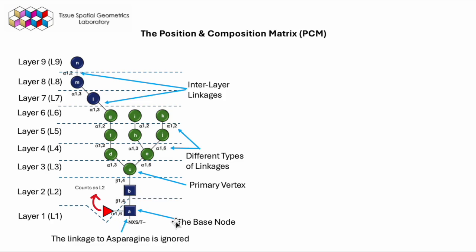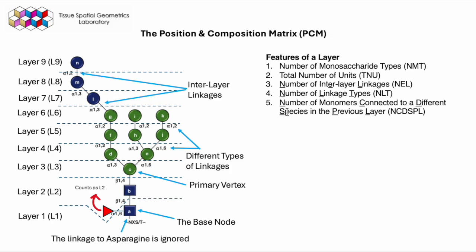So here is an example of an N-Glycan. And for the PC matrix, what we do is we divide it into layers, where each layer is separated by only one glycosidic bond. Therefore, this fucose added to the base node actually belongs to the second layer. After we've divided a glycan into layers, we then measure these 5 features for every single layer.